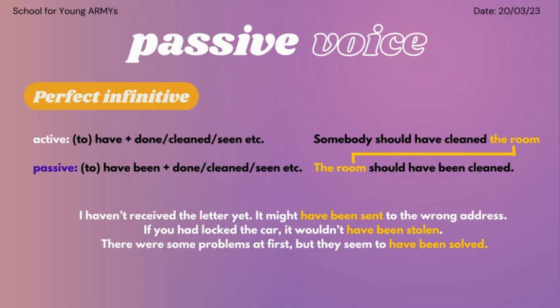Okay, so: somebody should have cleaned the room. The room should have been cleaned. So the room is suffering the action, and not the other way around as in the active voice. I haven't received the letter yet. It might have been sent to the wrong address. If you had locked the car, it wouldn't have been stolen. There were some problems at first, but they seem to have been solved. Okay, so the have is a really big key when we're talking about the perfect infinitive.